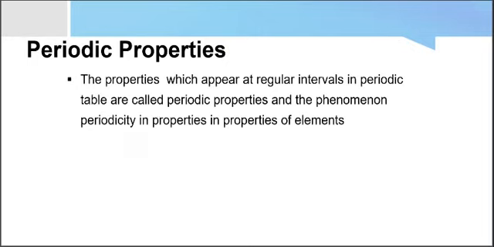What are periodic properties? The properties which appear at regular intervals in the periodic table are called periodic properties. So the properties that are repeated at a definite interval in a periodic table are periodic properties, and this phenomenon is known as periodicity. So the first periodic property that we are going to learn is atomic radii. Generally it will be referred to as atomic size in further slides, but there's a difference between atomic radii and atomic size, which I'll explain later.